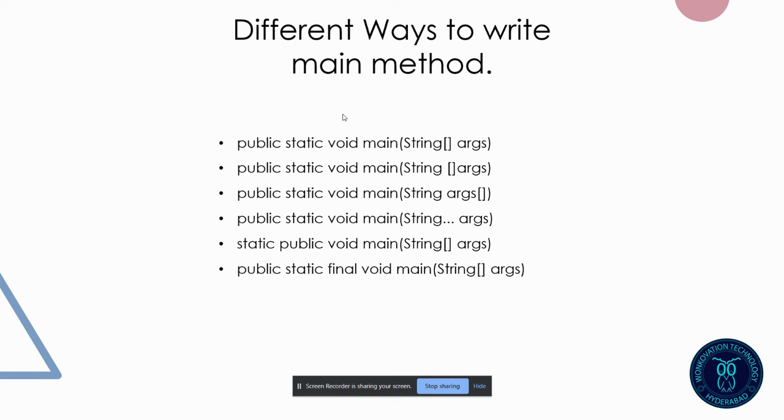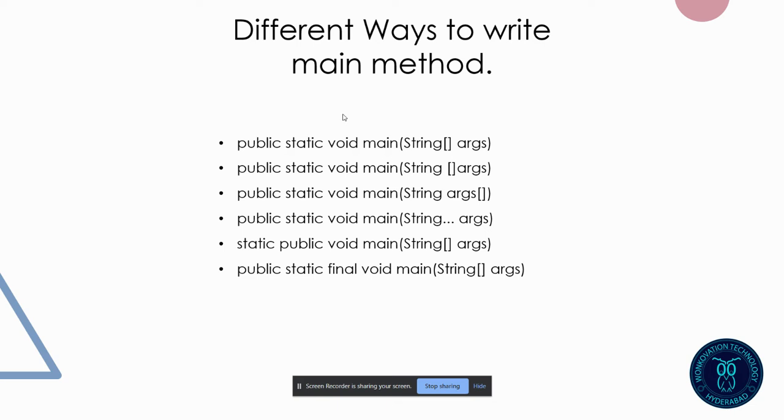Like in the first one, we wrote public static void main(String[] args), and in the second one, we can observe that the space is after the string keyword and before the square brackets. In the third method, square brackets are used at last, after the arguments variable. In the fourth method, we are using three dots instead of square brackets.